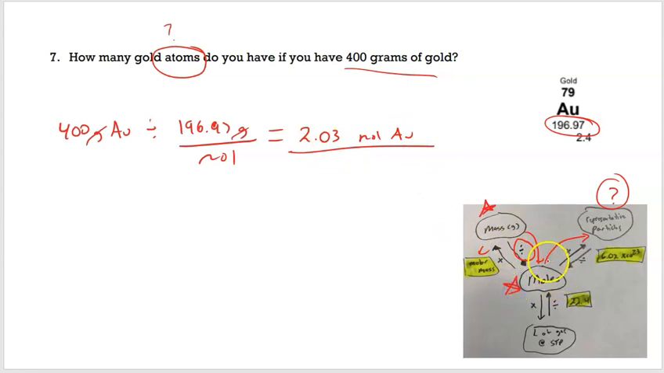All right, so now I know my mole value. So my next step is going to be going from moles to representative particles, which I'm going to multiply by Avogadro's number. So I'm going to go 2.03 times 10. Whoops, excuse me.